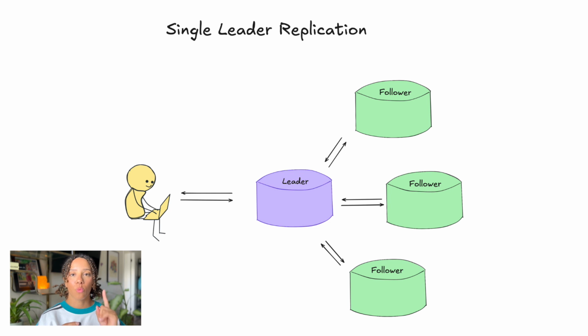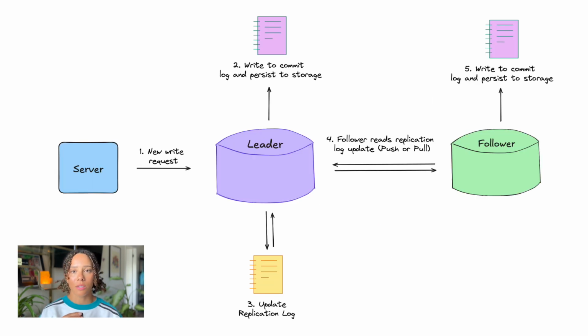Our first type of replication strategy is called single leader replication. In this strategy, we have one leader node that takes all the writes and then a bunch of follower nodes that take all the reads. The request flow looks something like this. First, a user sends a write request. The leader node writes that to its local storage. Then that change is propagated to the follower nodes.